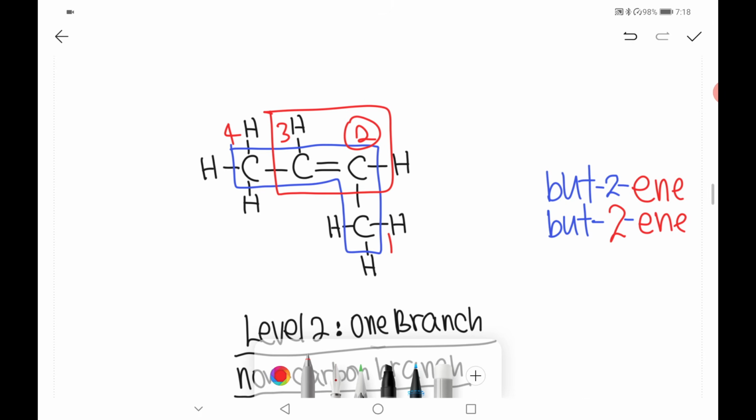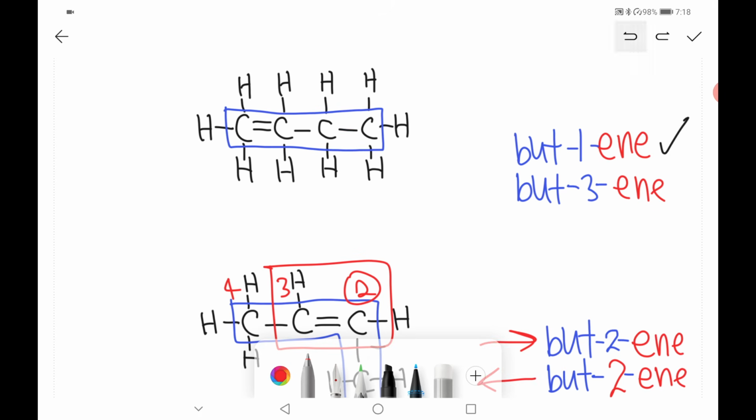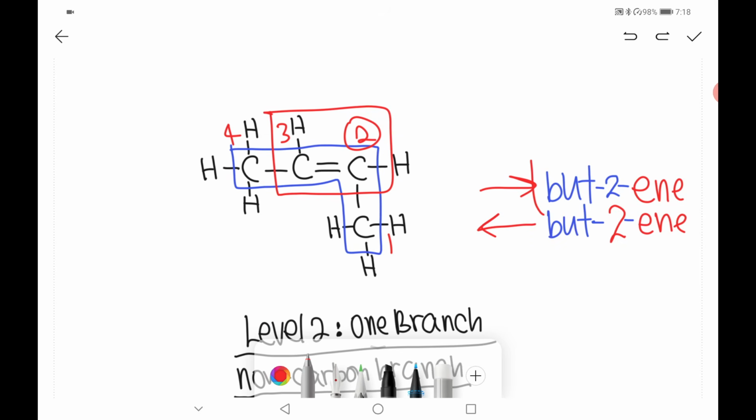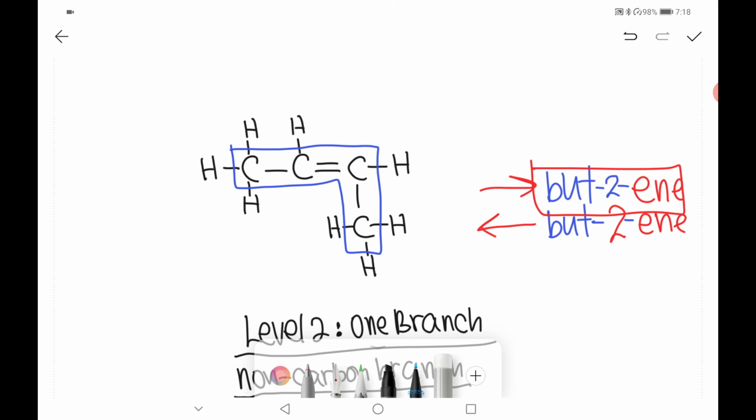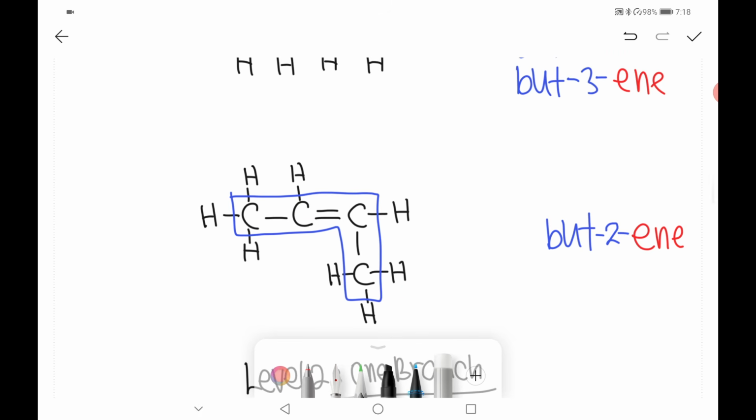So you see, if you count from the left to the right, it's called butene. If you count from the right to the left, it's called butene. So you don't even have a smaller number to choose. So what is the name? Butene. Because like what I say, you count from left, you count from right, also called butene. So for this compound, we call it butene. I hope everyone knows how to do it.